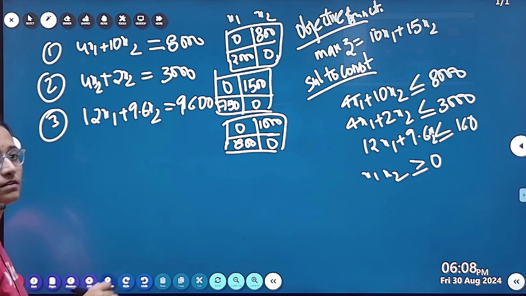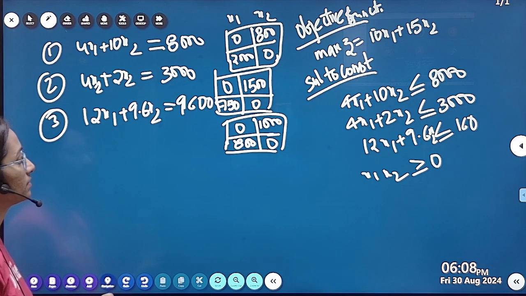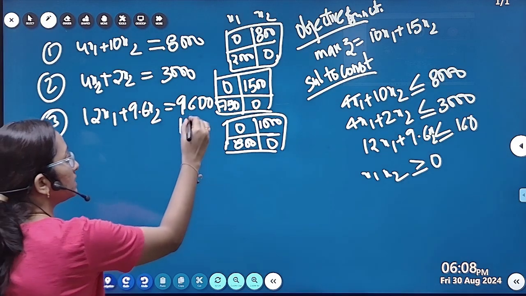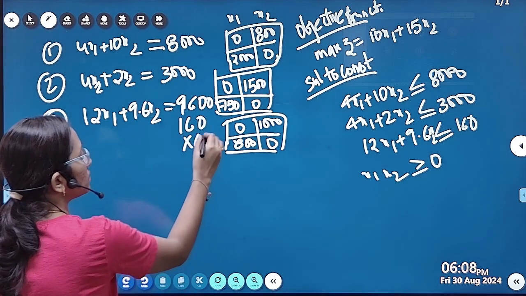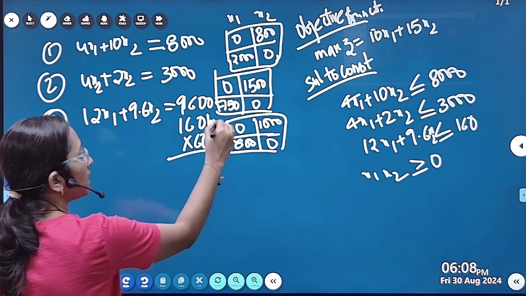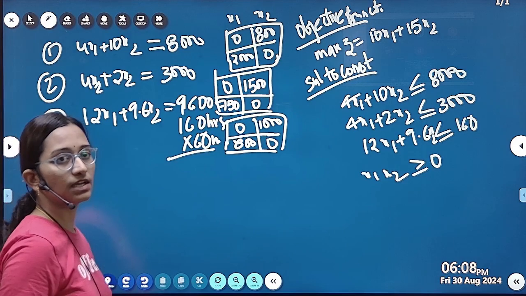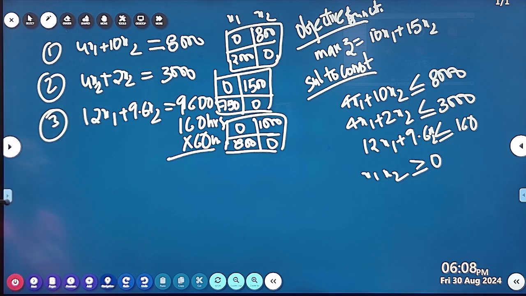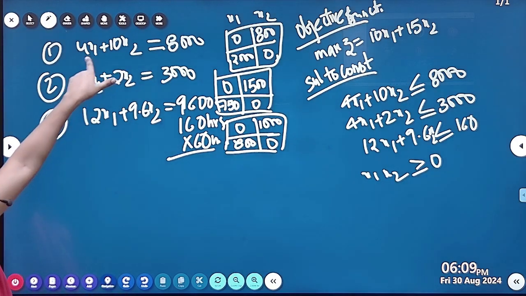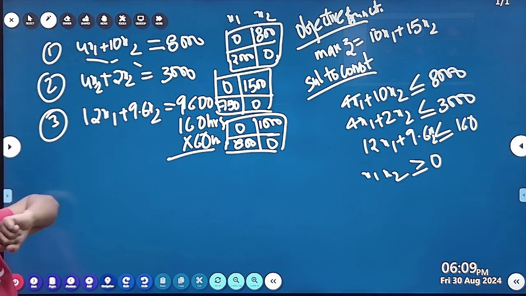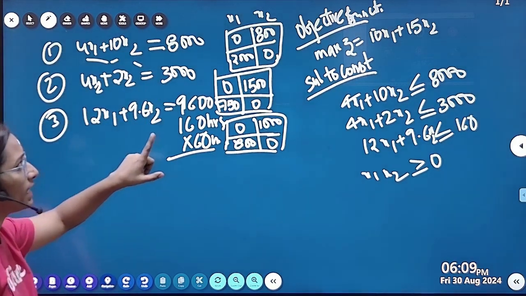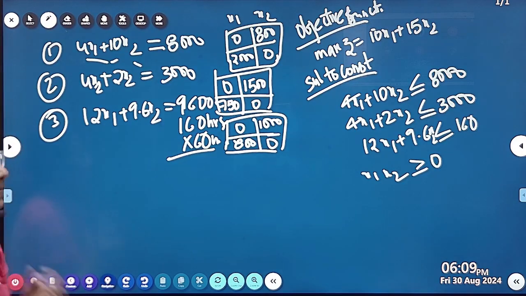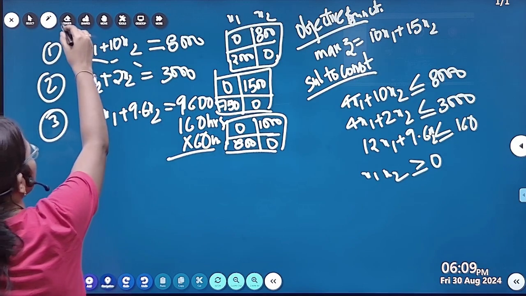Madam, can you show the 9600 calculation once again? Actually in the question they have given 160, right? Multiply by 60, 60 minutes. This is 160 hours, so they are taking it in minutes, I think. Okay madam. Okay, finished? Clear, everyone? In every equation you need to assume x1 as 0 once and x2 as 0 once. Then you will get the x1 and x2 values. Okay, clear?